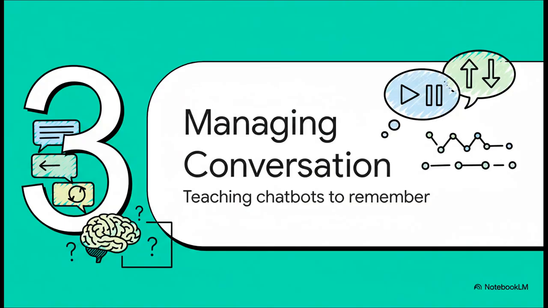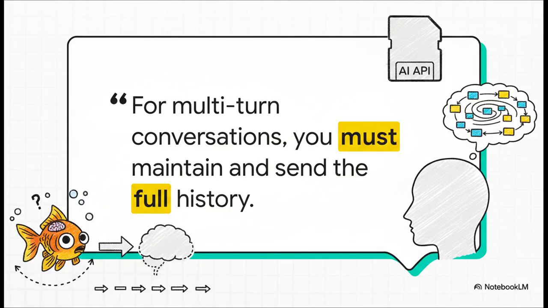Okay, so you've sent a message and you've gotten a reply. Awesome. But what about when you want to have a real back-and-forth conversation? This is where a lot of new developers get tripped up. And this really gets to the heart of the problem. By their very nature, these huge AI models have, well, the memory of a goldfish. Every single time you send a request, it's like you're meeting for the first time. The model has absolutely no clue what you were talking about just 2 seconds ago.